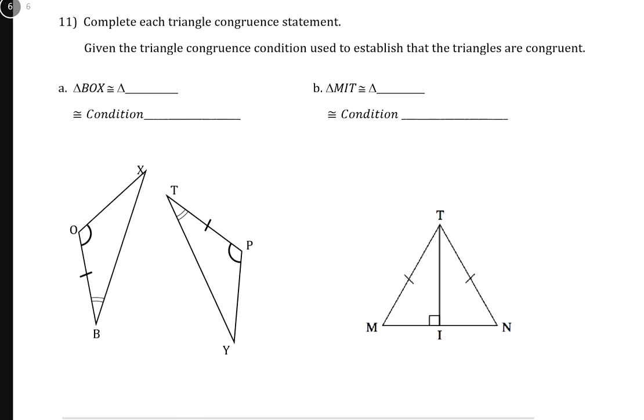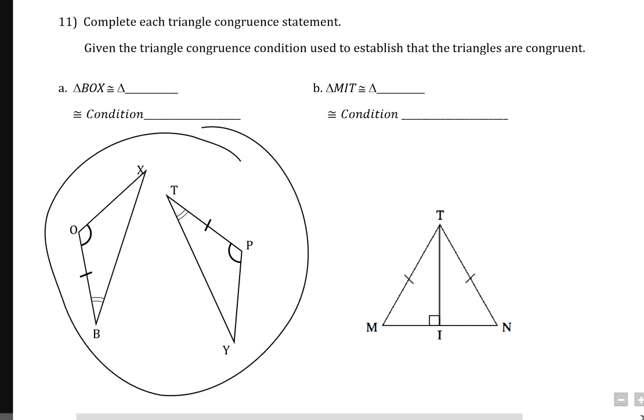Oh, and I guess 11 is something. It's a review question, but you can see there's some triangles here, and for each of these, you need to give a congruence statement. So, like triangle BOX is congruent to which triangle, right? If these are congruent, what's the proper order to label the other triangle? And then what congruence condition is used to establish that? There's only 4 of those congruence conditions.